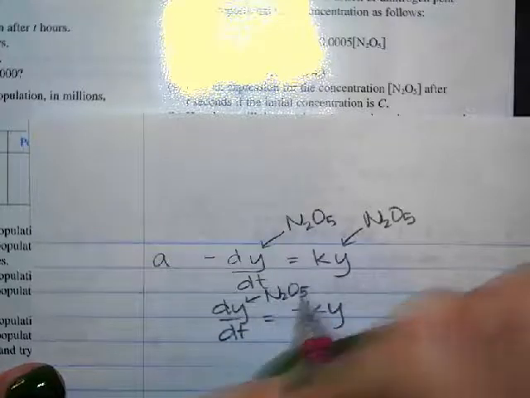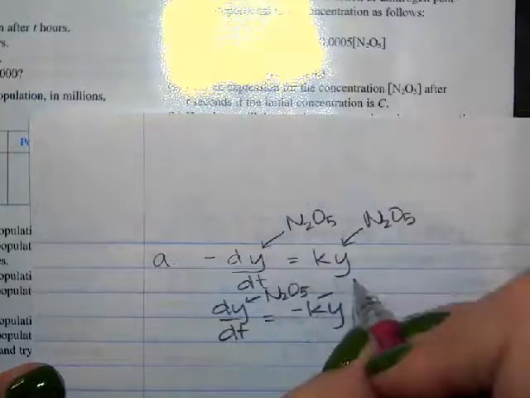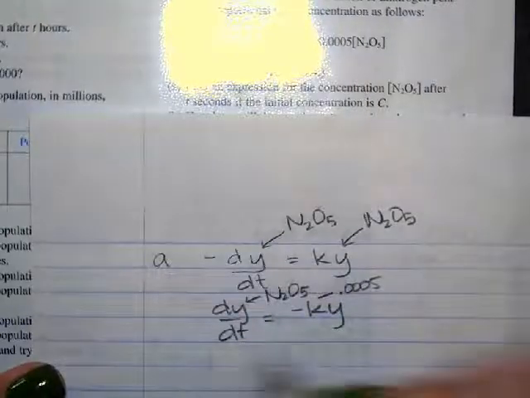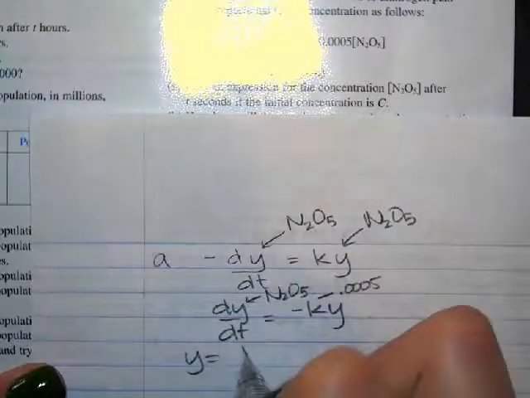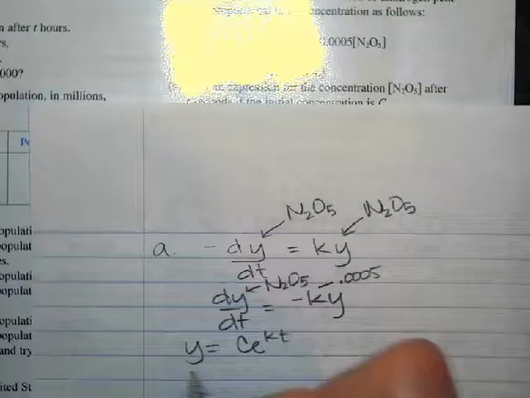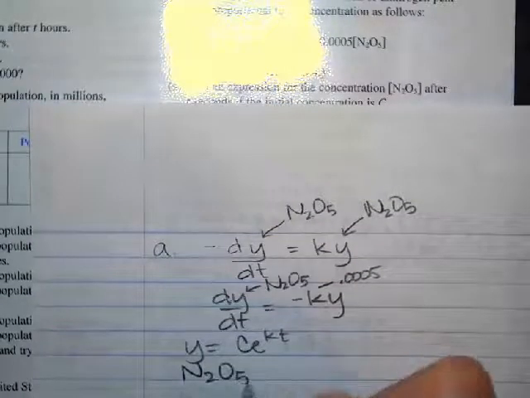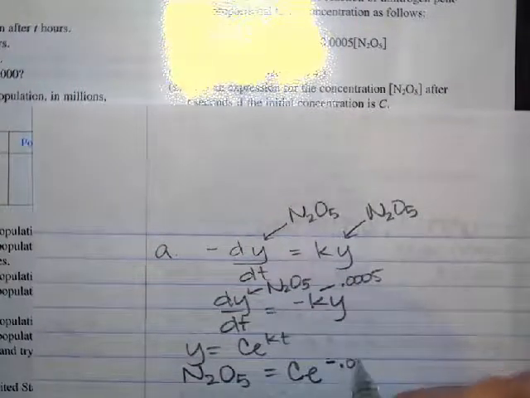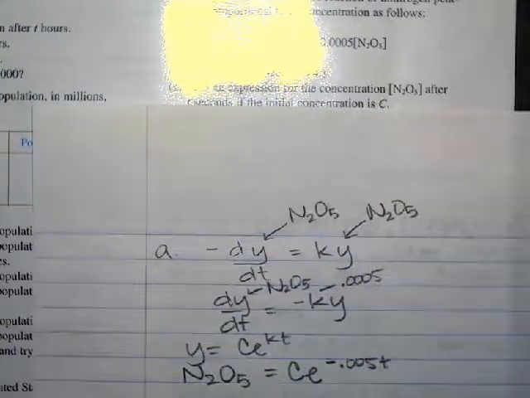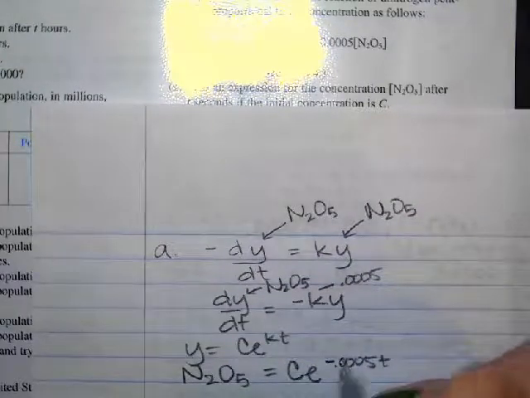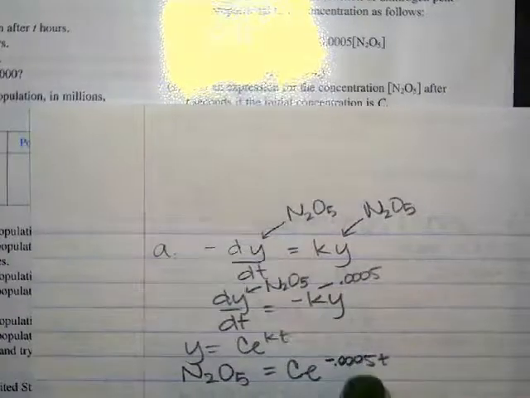So when I have y equals ce to the kt, I'm going to have N2O5 equals ce to the negative 0.005 t. I missed a 0, based on how they wrote it. This is how their variables are. Does that make sense? Okay. So that's part A because I got nothing else.